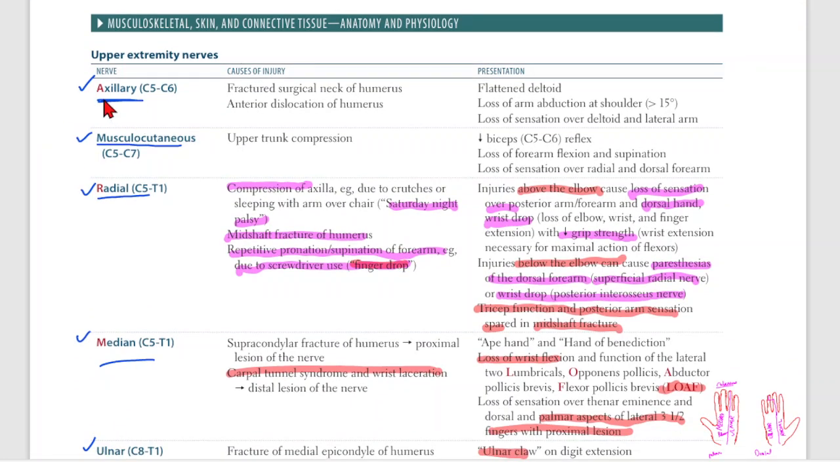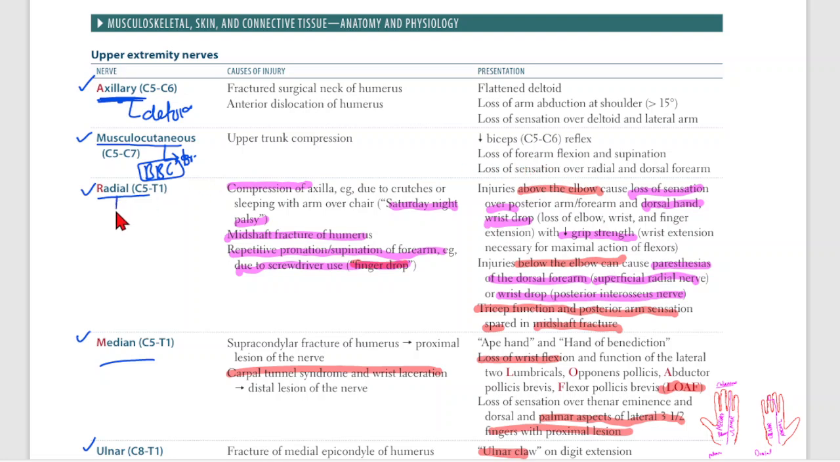Now, the axillary nerve supplies the deltoid muscle. The musculocutaneous nerve supplies the coracobrachialis, brachialis, and biceps brachii, that is, the muscles of the anterior arm.